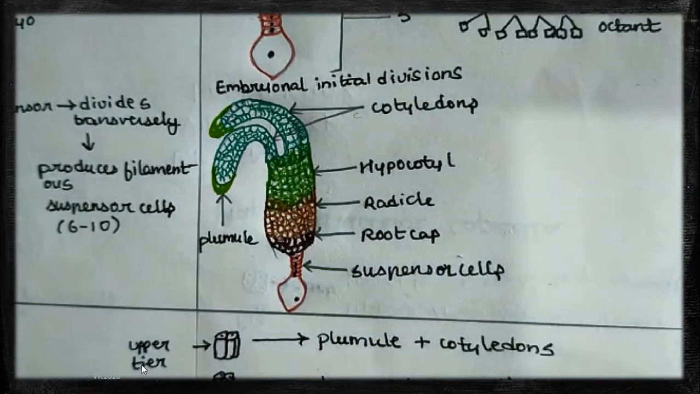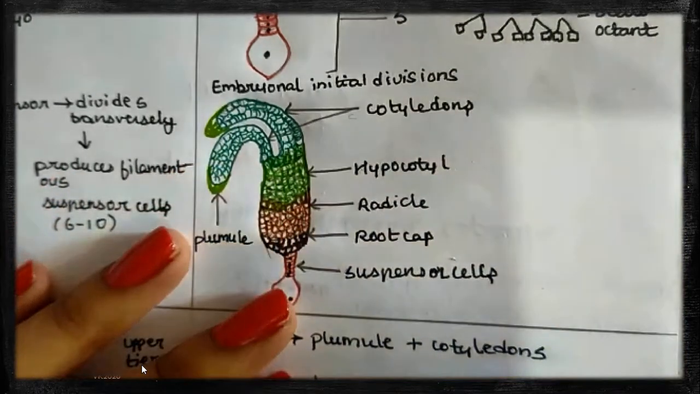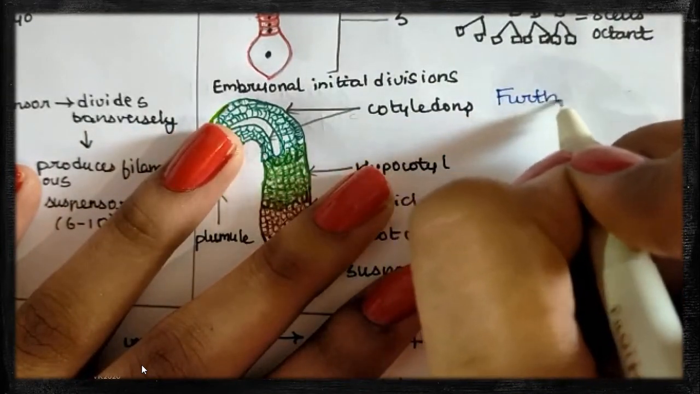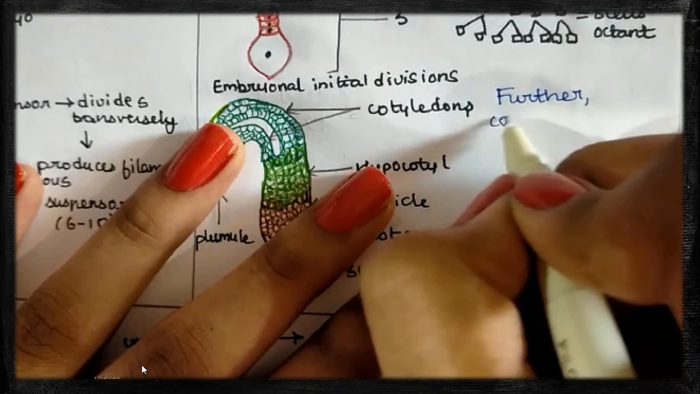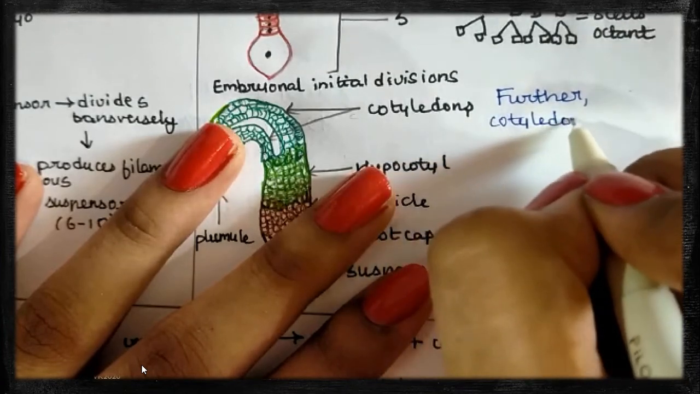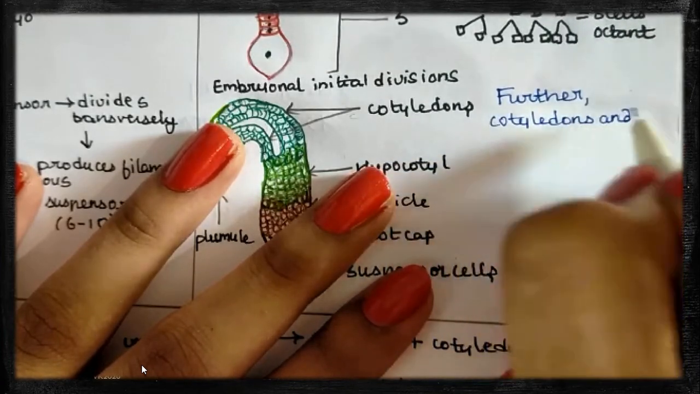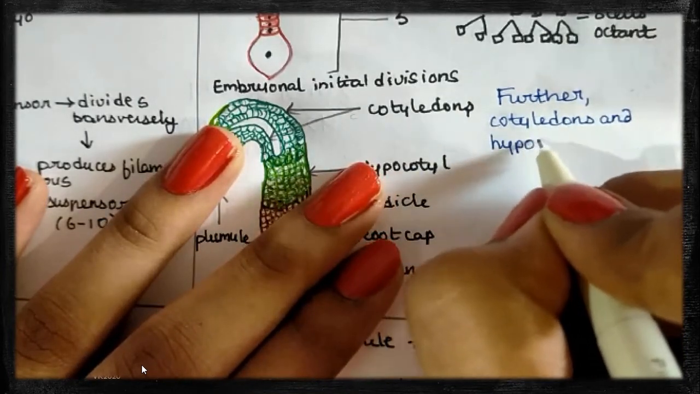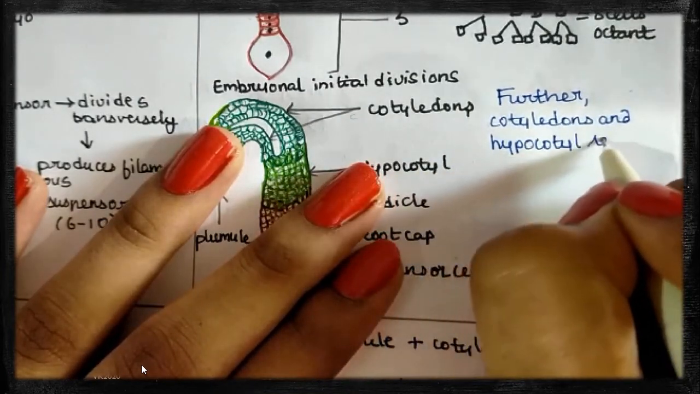Finally, what happens is the hypocotyl and the cotyledons really increase in size, and as you can see, they are already forming a curvature. As the cotyledons and hypocotyl increase in size, it can lead to further curving of the embryo, which gives it a typical horseshoe shape.